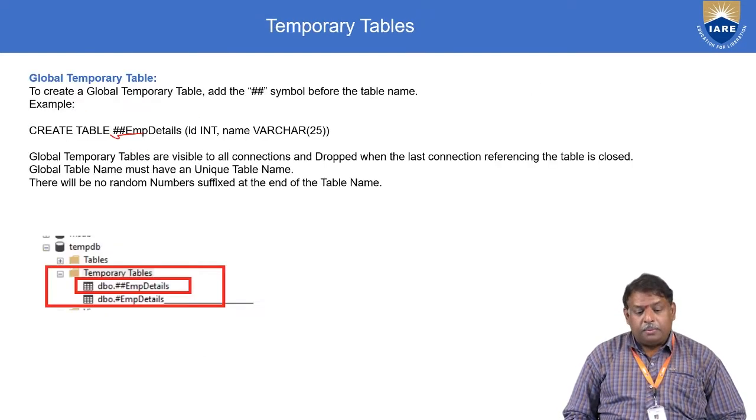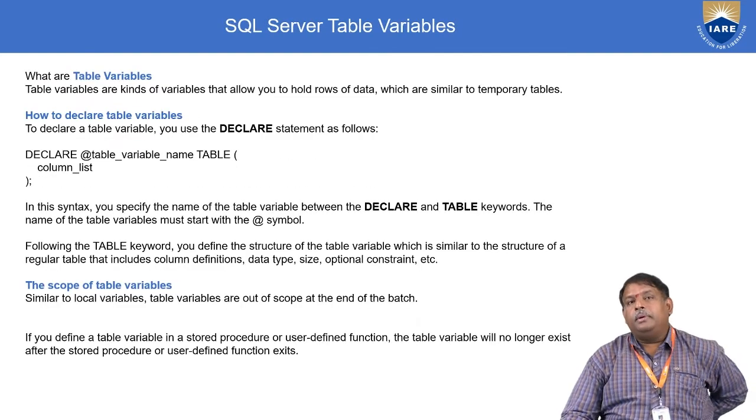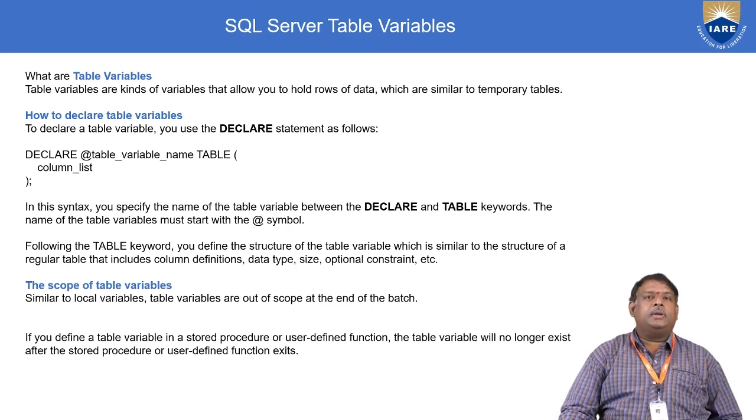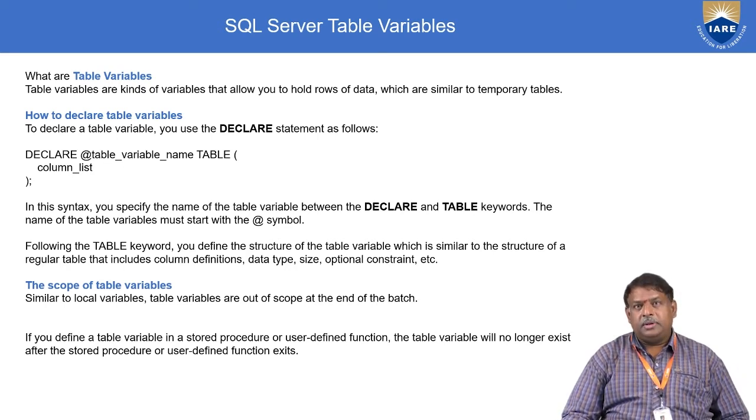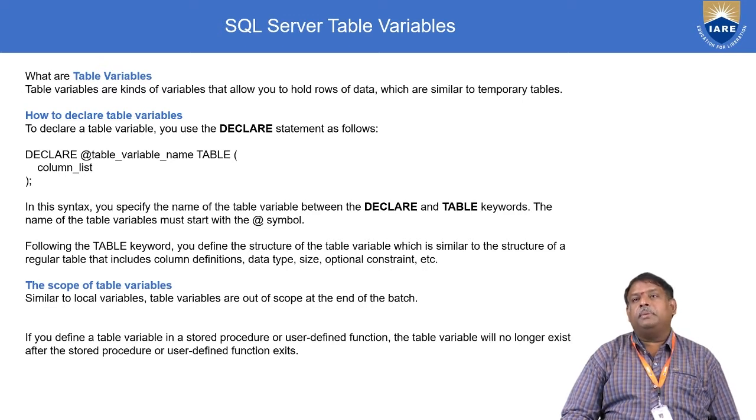Apart from these, we have something called a table variable. Table variables are kind of variables that allow you to hold rows of data, similar to temporary tables. Now we'll see something about table variables. These are nothing but variables which hold rows of data.